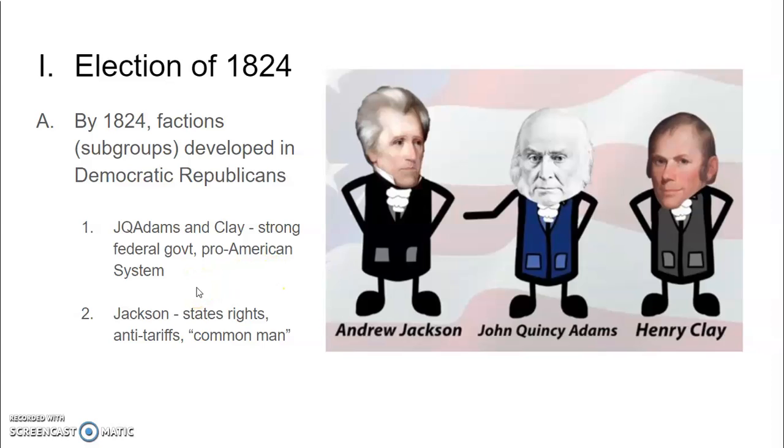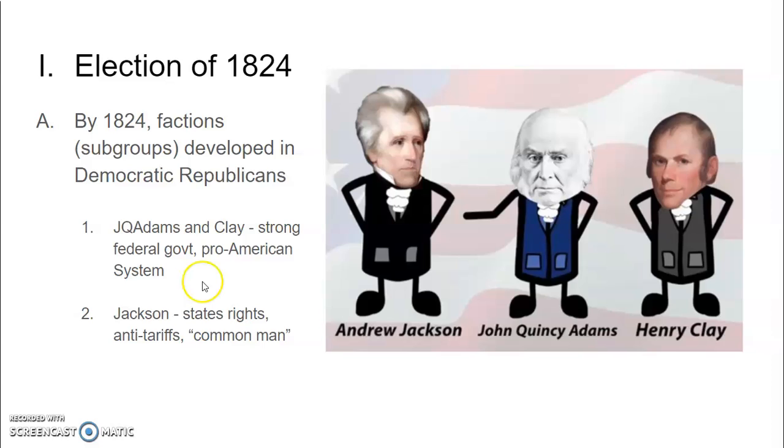So by 1824, this is going to be close to the end of the Monroe administration and the era of good feelings. Factions, which is just a fancy word for subgroups, start to develop within the Democratic Republican Party, right? You had that one party system during the era of good feelings, which is why there were good feelings because there was no fighting. Well, now the fighting's going to start again.